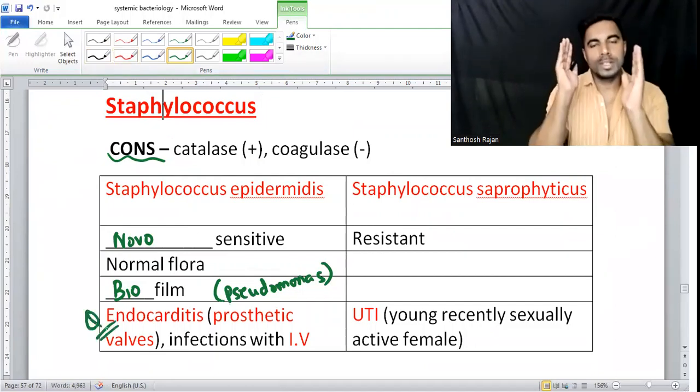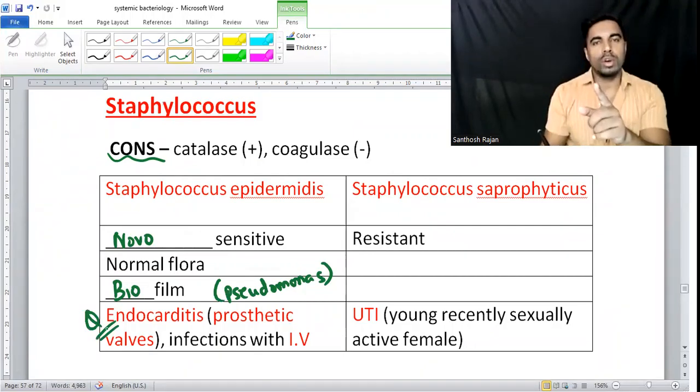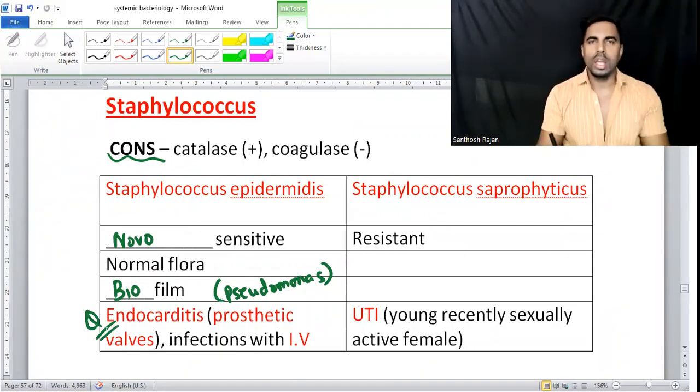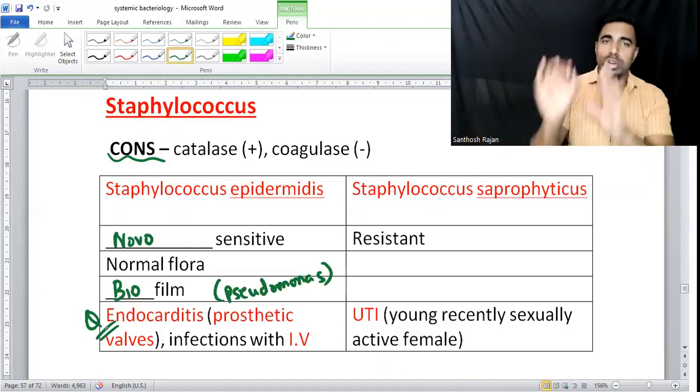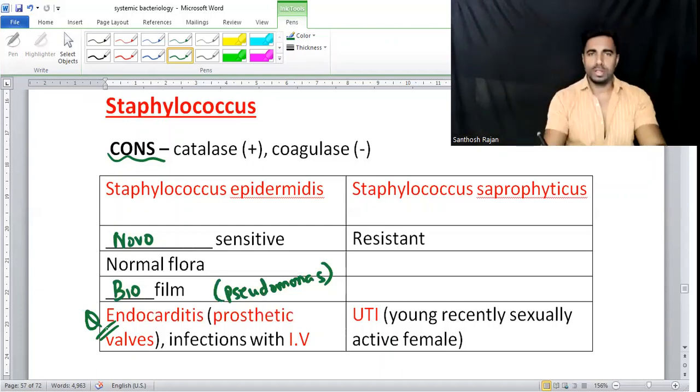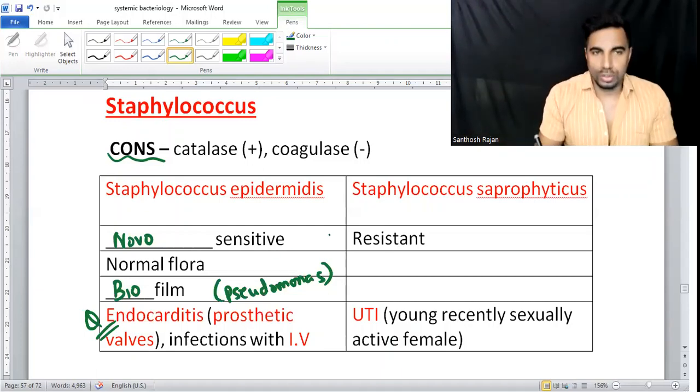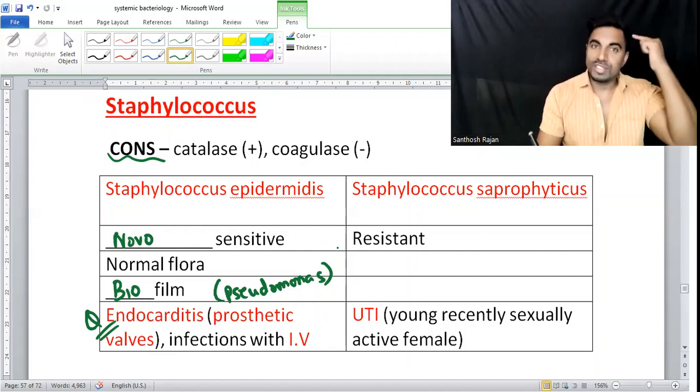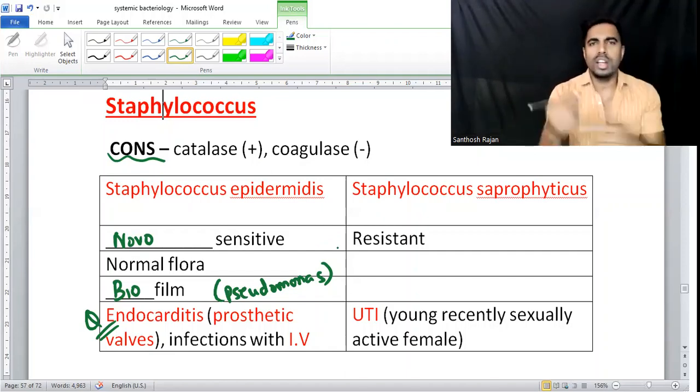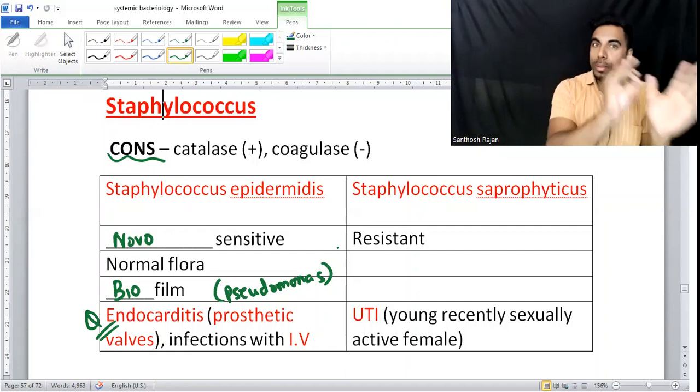Epidermidis means prosthetic valve infective endocarditis, the common cause. Sometimes it will be just CoNS, plainly, and that's also correct, or epidermidis if specified. Also CSF shunt, IV cannula, anything related: if this clue comes, you think of epidermidis first.